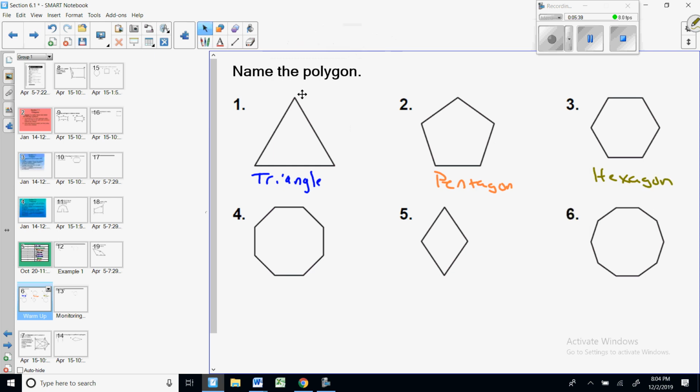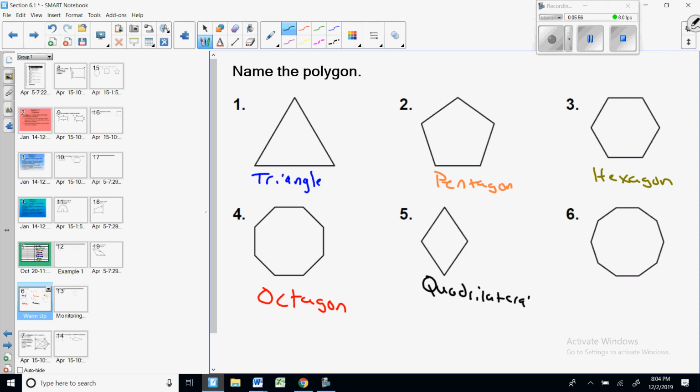Number four. Okay, 4 is the octagon. Okay, it is the stop sign. Number five. Now, number five, you could have probably a lot of different choices with this one. We're going to go very generic again with it. We're going to go with quadrilateral. It looks like it might be a rhombus, but we're not 100% certain. And number six. Okay, it's a decagon. There's 10 sides.